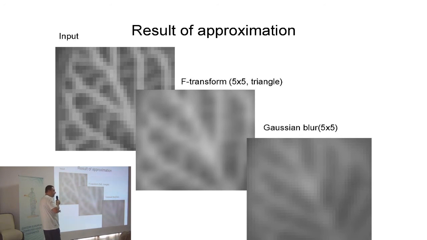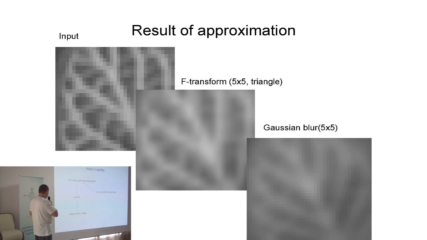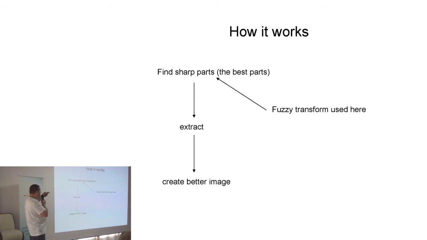But if we talk about detection of unfocused areas, what can we say? We can see that this F-transformed image looks unfocused. So if we detect the difference or error between the input and the F-transformed image, we can detect areas with good focus or unfocused areas. Yes? If we process it, it will work like this. We will find sharp parts by fuzzy transform. We extract them, subtract, and when we combine sharp parts from different images, we will receive an image with better quality.